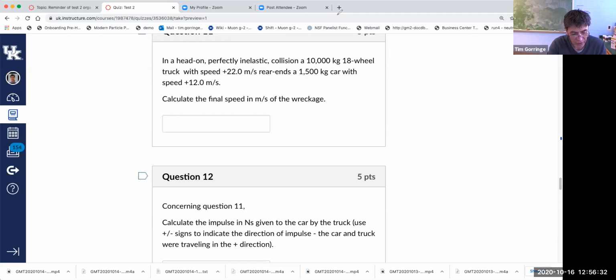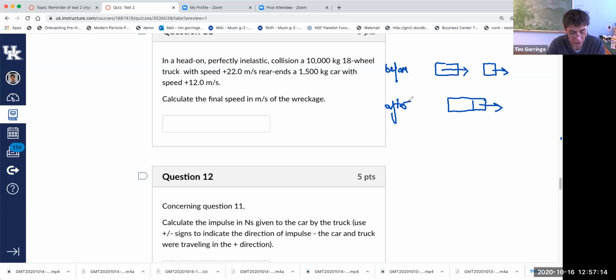So in question 11, it says we've got a head-on collision between a truck and a car. And in the collision, the truck and the car stick together. So I'm going to draw a picture of the truck and the car before the collision. The truck's moving fast, the car's moving slower. They collide, and then I'm going to draw a picture of the truck and the car stuck together. That's the wreckage after the collision. And so this is before and after.